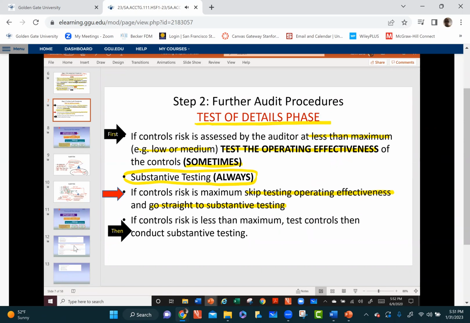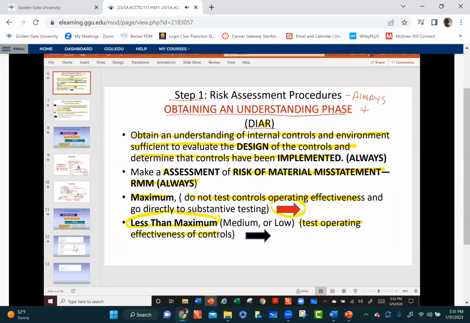Extent, smaller sample sizes, timing, doing some sort of interim testing, although I still would need to do the roll forward to the year end. If I have assessed the risk of material misstatement at the maximum, because I don't like the design or the implementation of the control, I don't believe the control has been implemented, I assess the risk of material misstatement at the maximum.